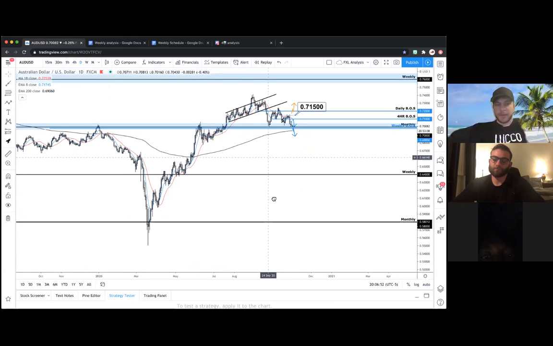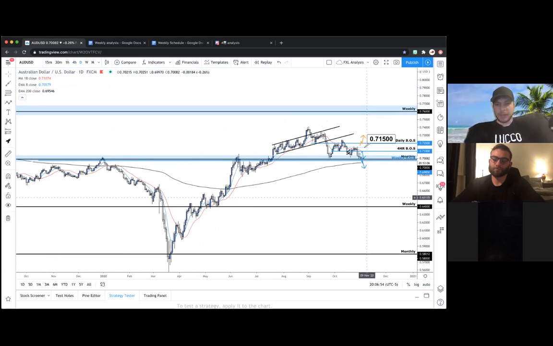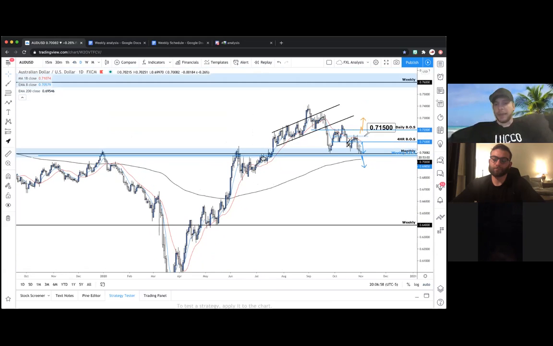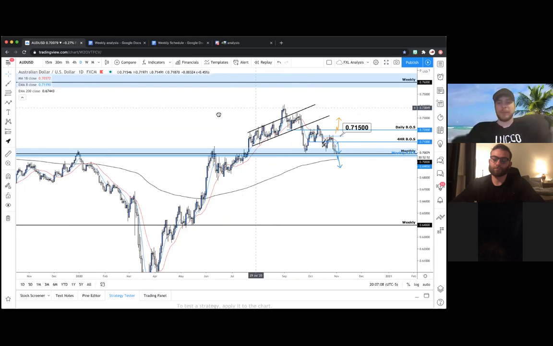Nice rally, shot all the way back up to this monthly zone right here. Consolidated, gave us a little pattern, and then broke through it. So because this was a weekly lower high, on this break here, this was a weekly break of structure. So this was then confirmed bullish on the weekly time frame.